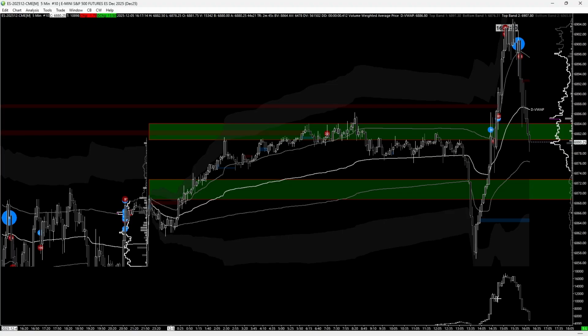I'll use it mainly as context rather than confirmation. It's maybe just the icing on the cake. But yeah, that's it for this chart. I'll go into another chart and show you the other confirmations on there as well.